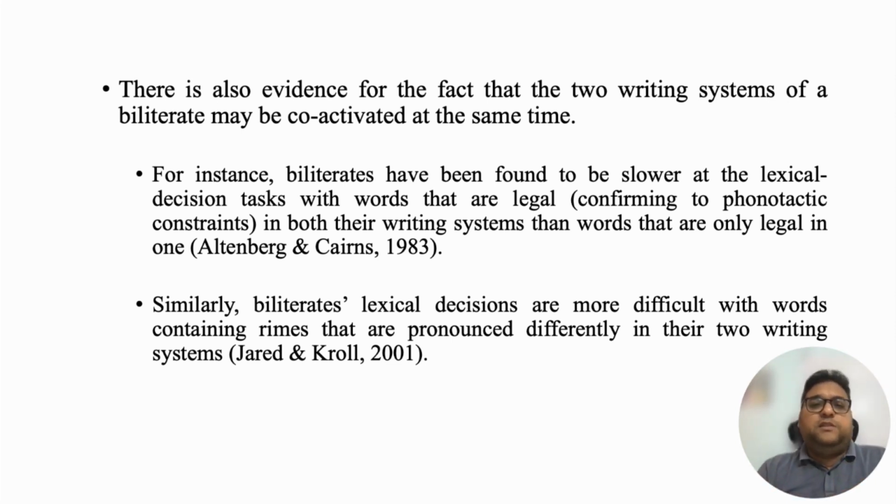Evidence of this kind emerges if you look at studies of lexical decision tasks. You will see that biliterates are found to be slower in making lexical decisions to words that are legal in both their languages, because both language versions will be competing for selection. Similarly, biliterates' lexical decisions are slightly more difficult with words that contain rhymes that are pronounced differently in their two languages. So when you are going to read that aloud, one language is pulling you that way, the other language is pulling you that way. It creates a conflict and makes this overall thing slightly difficult for a bilingual.